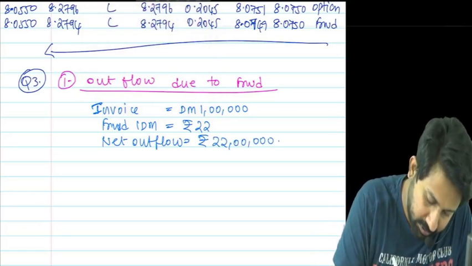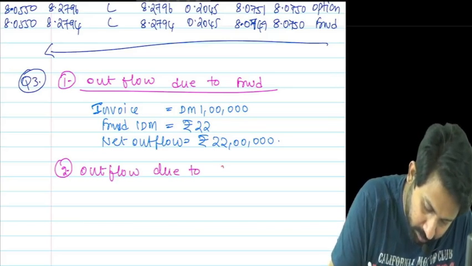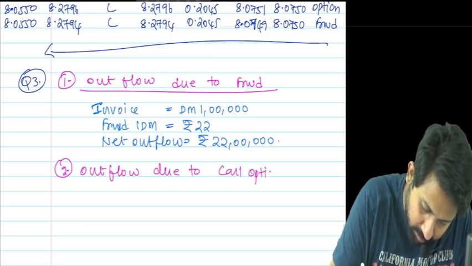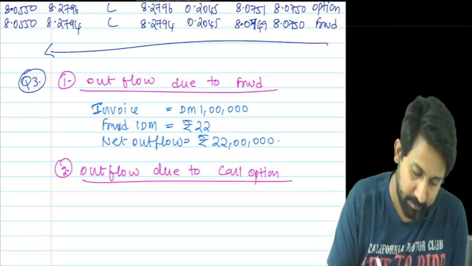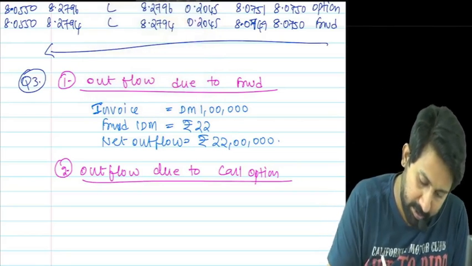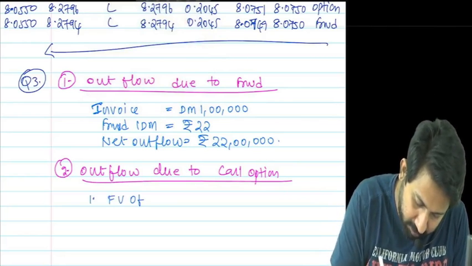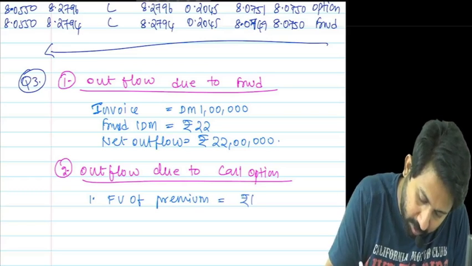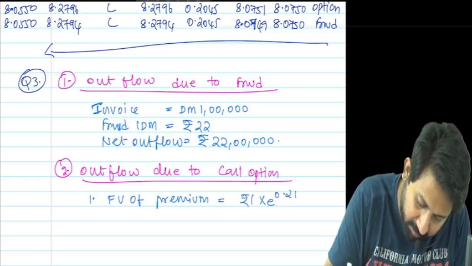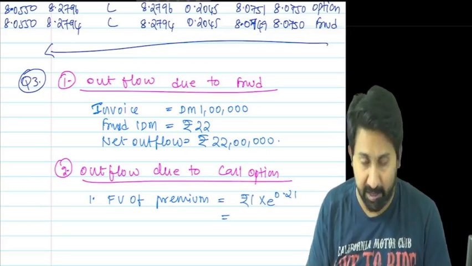Next, number 2. Outflow due to call option. Let's do number 1. What is the future value of premium? Rupees 1 into e power 0.21. Please calculate, everyone.